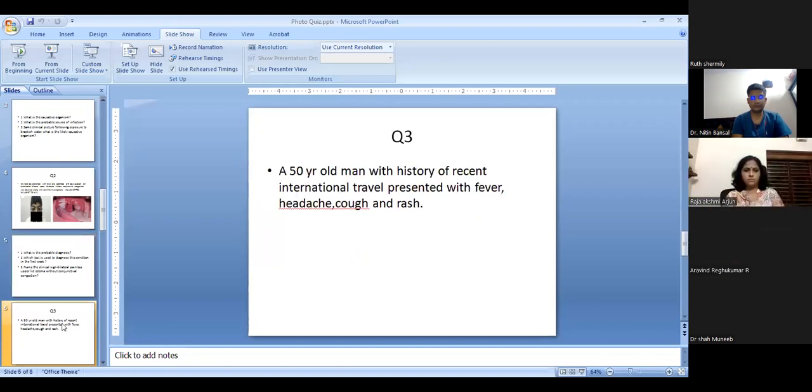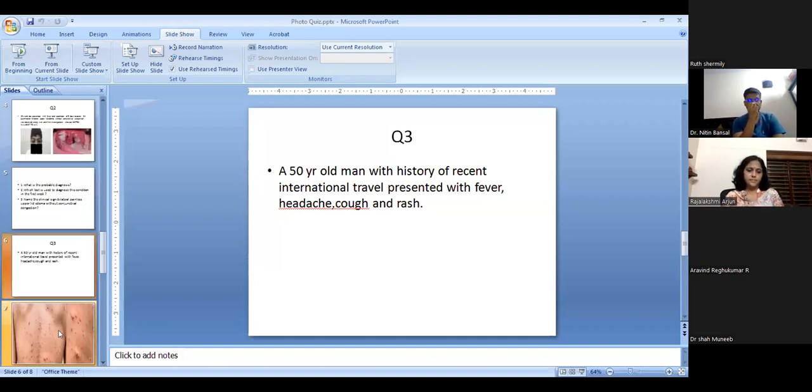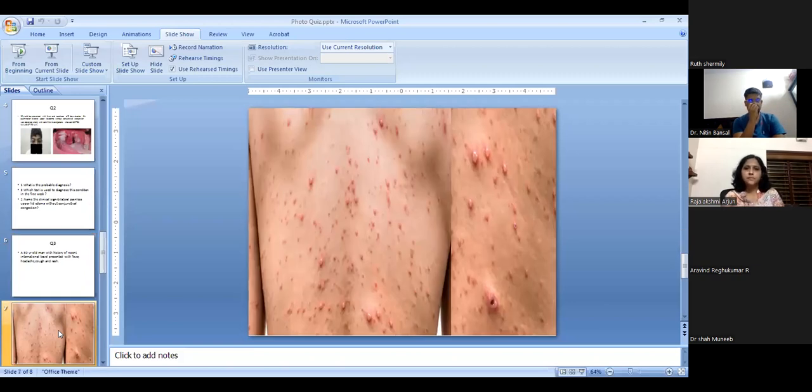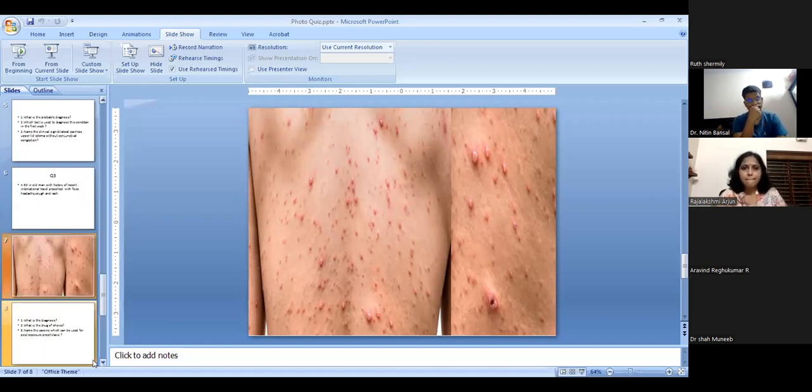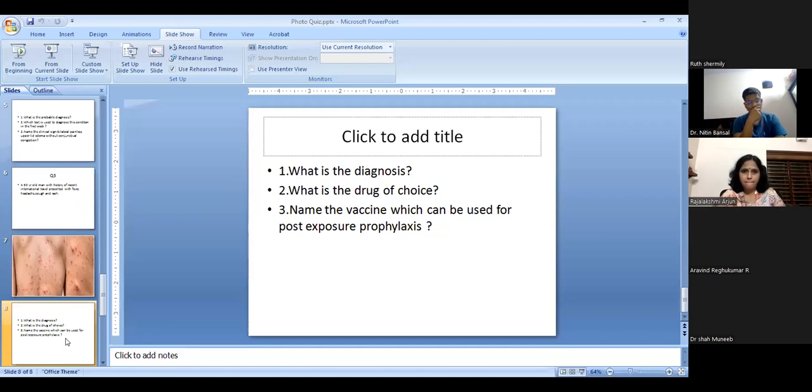A 50-year-old man with history of recent international travel presented with fever, headache, cough and rash. Now look carefully at the morphology of the rash. The clue lies in the morphology of the rash. You can also see the enlarged view of the rash. The question is, what is the diagnosis? This is question number one. Second is, what is the drug of choice? Third question is, name the vaccine which can be used for post-exposure prophylaxis for close contacts who are unimmune.